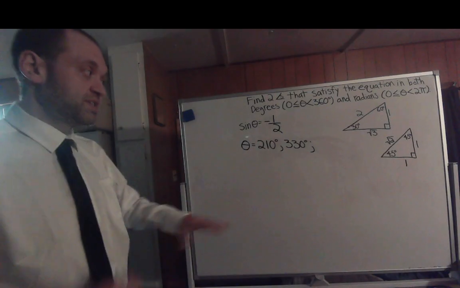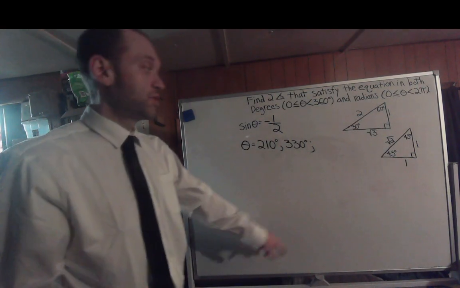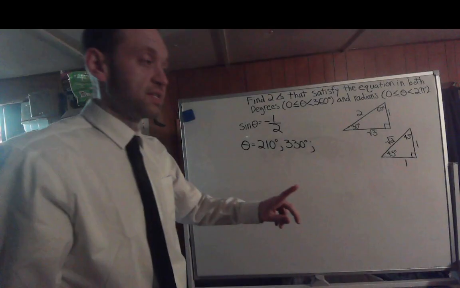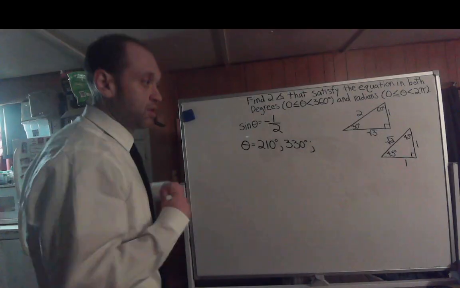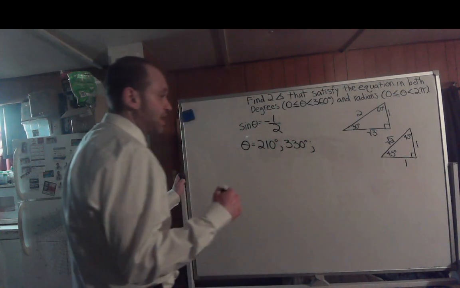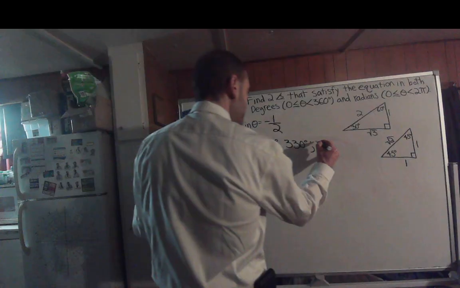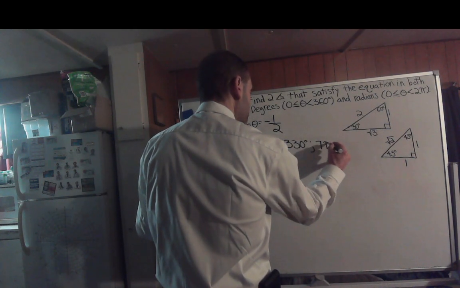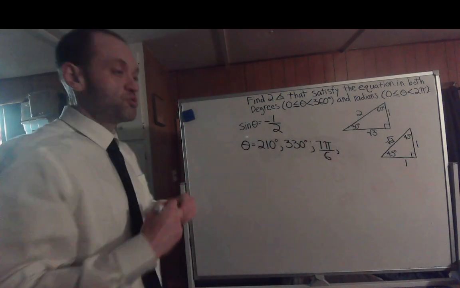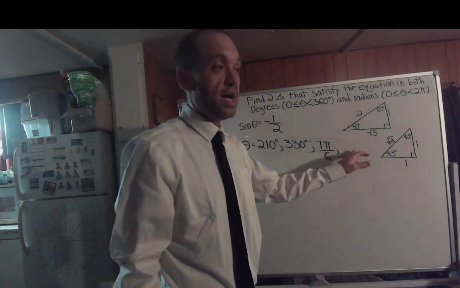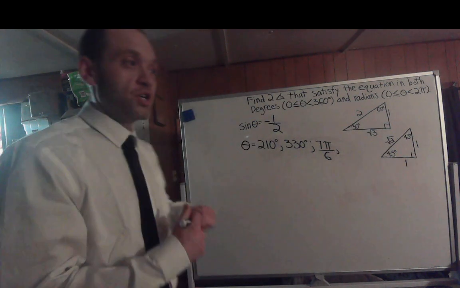Now let's figure this out in radians. Well, 30 degrees is pi over 6. To get your third quadrant angle, add pi over 6 to pi. You'll get 7 pi over 6. And then take that pi over 6, subtract it from 2 pi. To get your fourth quadrant angle, you would end up getting 11 pi over 6.